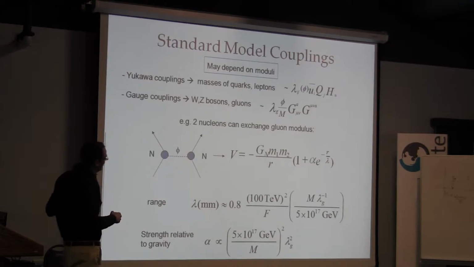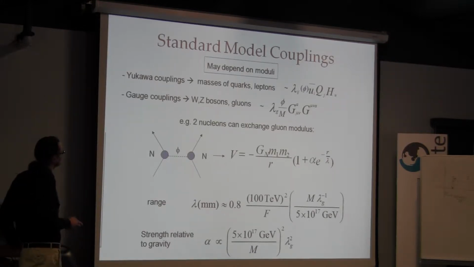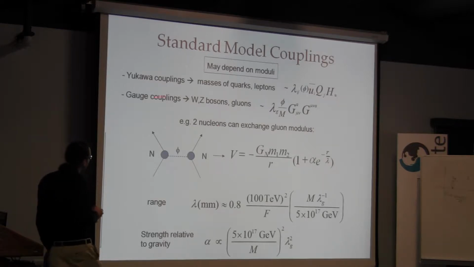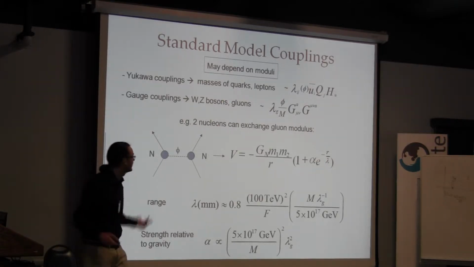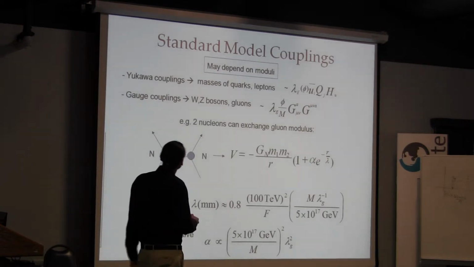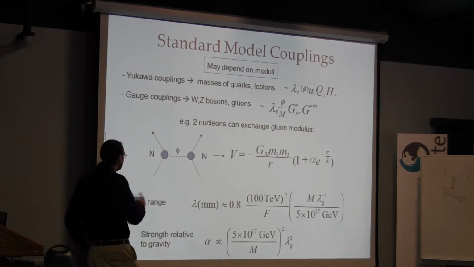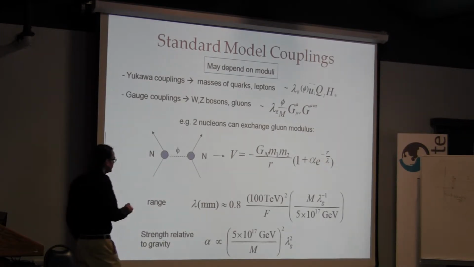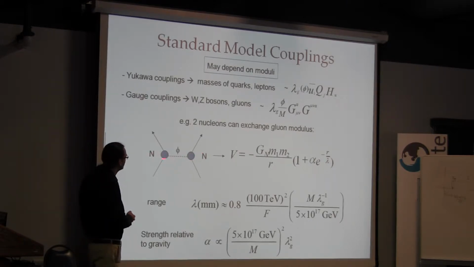Just to roughly sketch out how this works schematically: the couplings in the standard model, for example the Yukawa couplings that give you the masses of quarks and leptons, and the gauge couplings, can depend on these moduli fields from string theory. So if you bring two nucleons together, they can exchange, for example, a gluon modulus. The gluon is the mediator of the strong force.